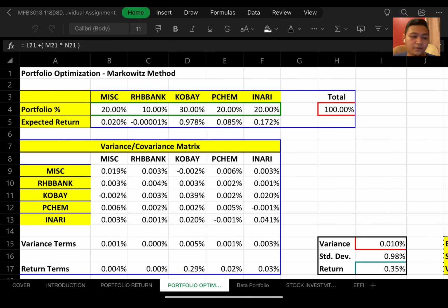To the next sheet, which is portfolio optimization. We use the Markowitz method in this sheet. We insert the portfolio and expected return that were calculated in the previous sheet to calculate our variance and covariance matrix. Then we calculated the total variance, deviation and return. For the variance, we added all the variance terms for these 5 companies. For the standard deviation, we took the square root of the variance, and for the return, we summed up all the return terms for these 5 companies. So we got variance 0.010%, standard deviation, the square root of 0.01%, is 0.8%, and return 0.35%.